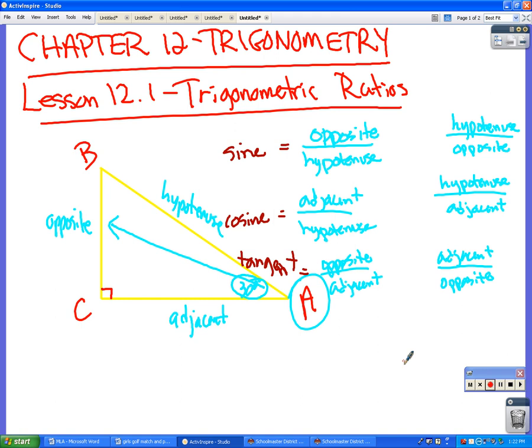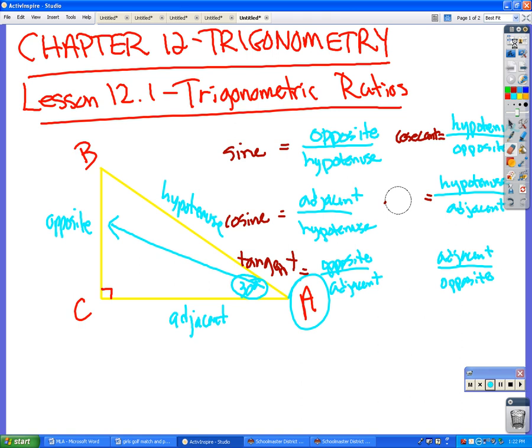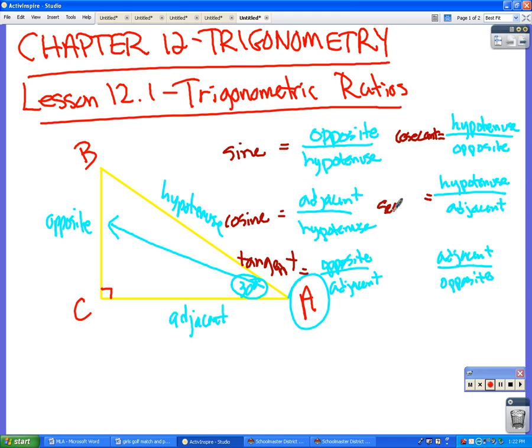And then they have friends. What are their friends' names? If you flip this over, sine goes with what's called cosecant. Cosecant, yeah, cosecant do it. Cosine goes with secant. And tangent goes with cotangent. Okay? So if you flip those around, that's what you get. And so these are all called co-functions of each other since they're flipped over. Sine and cosecant, cosine and secant, tangent and cotangent.